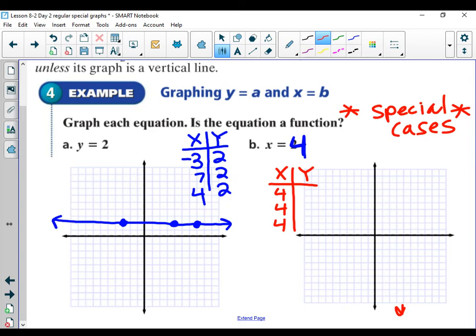Drake, pick us a y. 3. Weston, 2. Zach, 1. Okay, you guys. 3, 2, 1 back there.